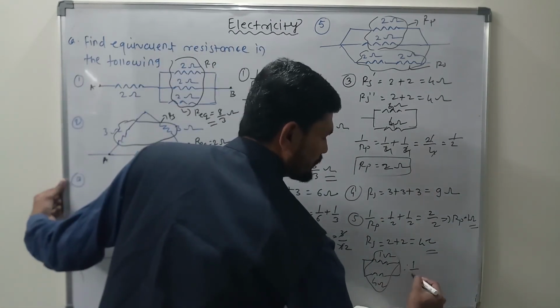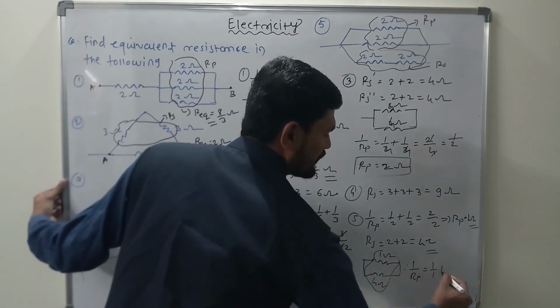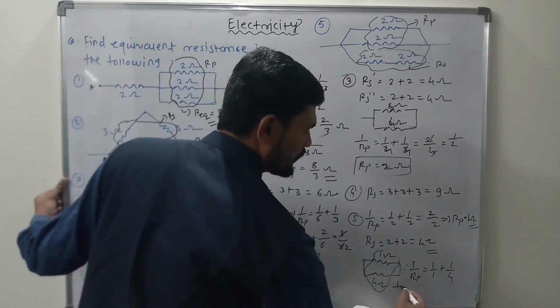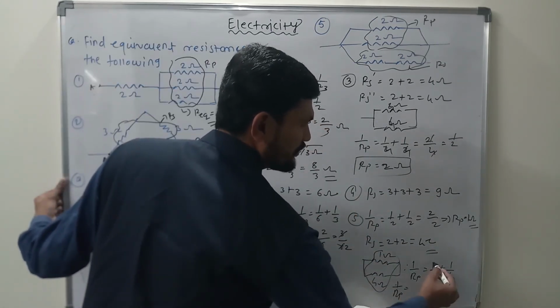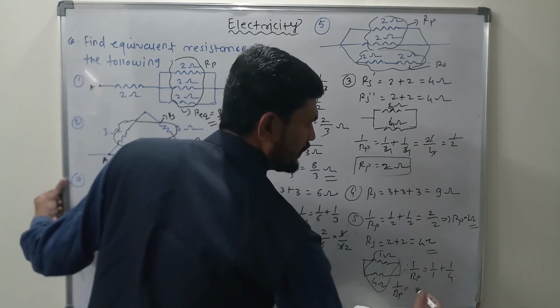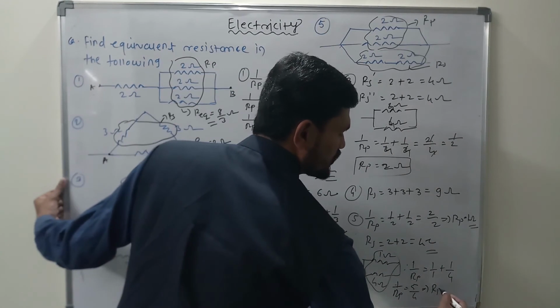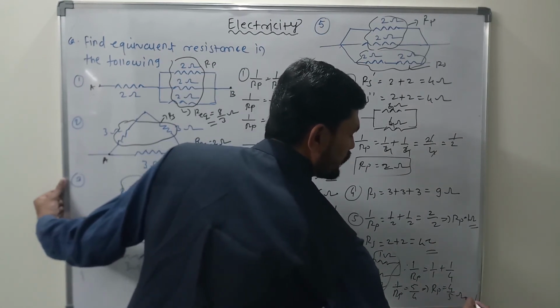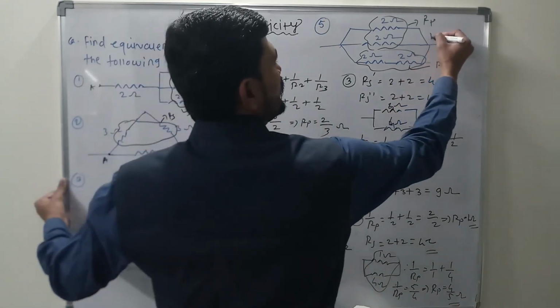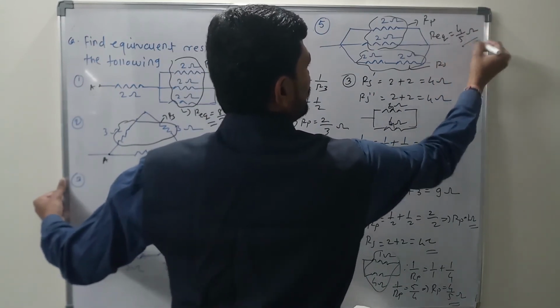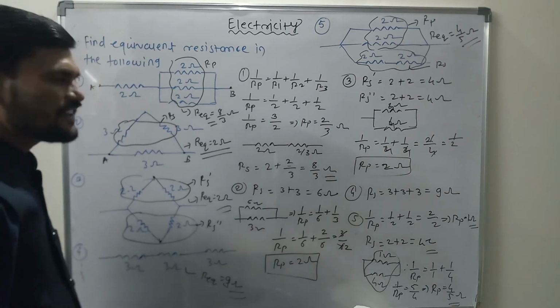So again calculate 1 by Rp is equal to 1 by 1 plus 1 by 4. Now the answer will be, multiplied by 4, 4 plus 1, 5. 5 by 4. What is the answer now? Rp is equal to what? 4 by 5 ohm. This is the equivalent. So what is the equivalent? R equivalent is equal to 4 upon 5 ohm. Clear? This is very simple.